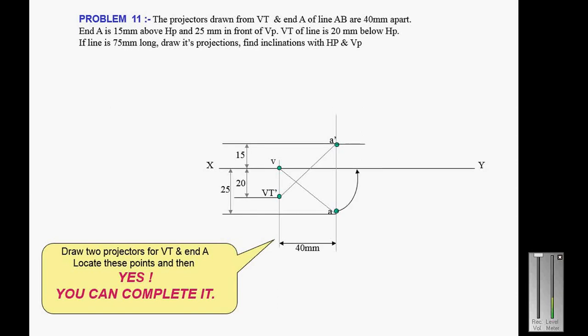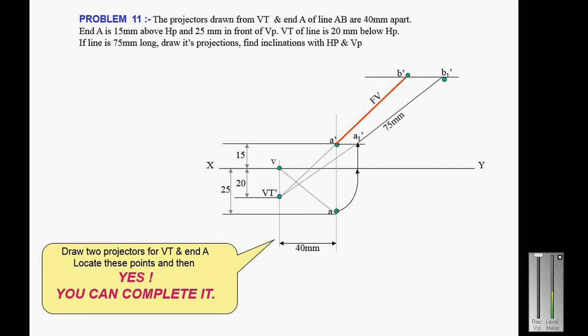Draw a locus line through point A dash, and then I rotate the point A and project it. You will get point A1 dash. Join VT and A1 dash and extend it, and from A1 dash take the true length. So this is 75 mm. You will get the point B1 dash. Draw a locus line through point B1 dash and mark the point B dash.